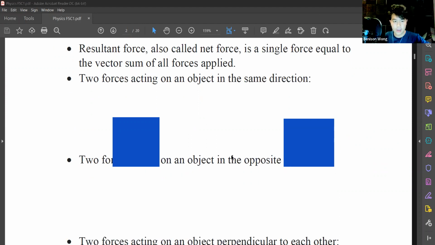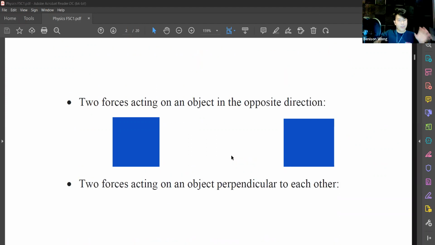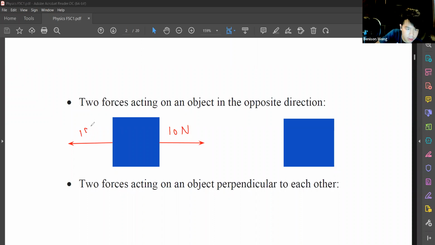Let's say when two forces act on an object in the opposite direction, what does it mean? Let's say you pull with 10 newtons in this direction. Your friend pulls in this direction to the left. You pull to the right, your friend pulls to the left with 15 newtons. What is the resultant force?